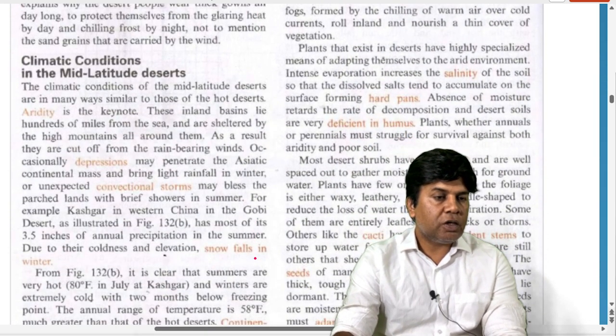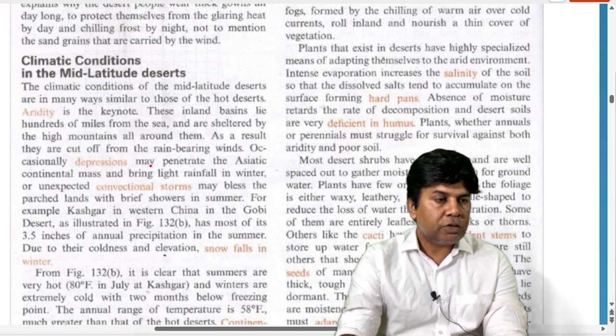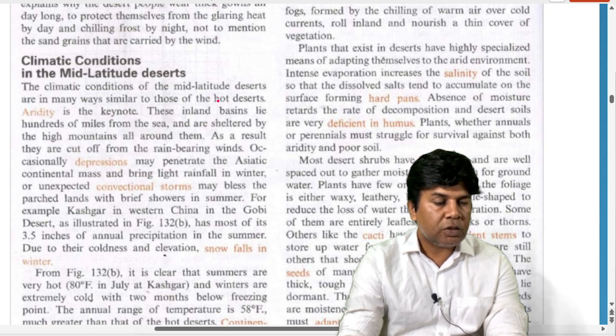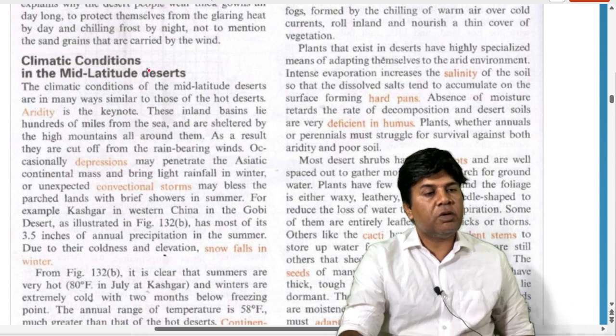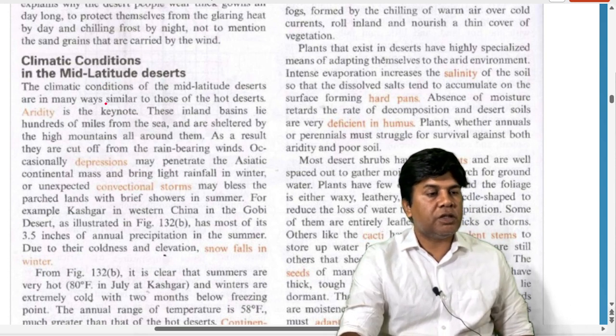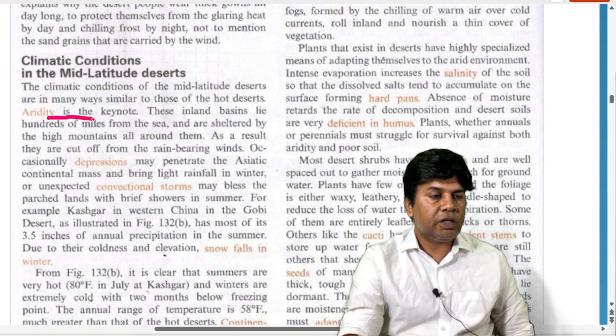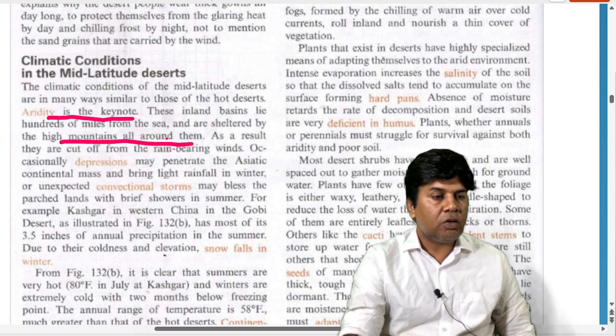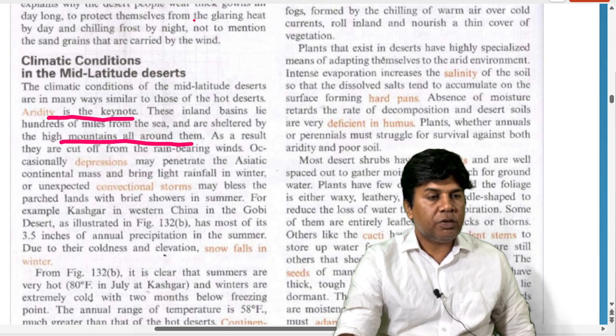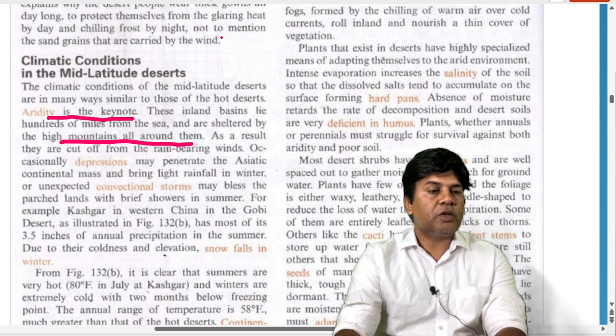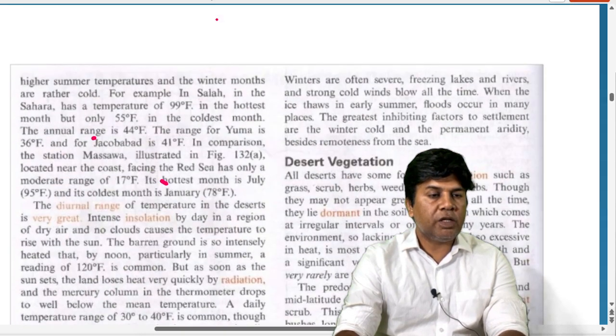Now, climatic conditions in the mid-latitude desert are in many ways similar to those of the hot desert. So we are talking about the mid-latitude desert, that means the temperate desert. In this area also, climatic conditions are almost similar to those of the hot desert. Aridity is a keynote; definitely aridity is going to be found in these places also. These inland basins lie hundreds of miles from the sea and are sheltered by high mountains all around them, as we have already talked about. Like the Gobi desert, it is surrounded from all sides by the mountains.